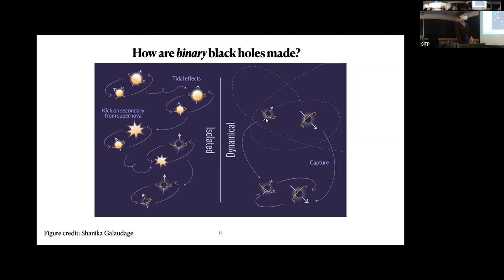And then the second class of formation channels is you don't start off with two stars in a binary system, you start off with a whole bunch of stars in a dense stellar environment, like a globular cluster or the center of a galaxy. And then those stars give rise to a bunch of black holes, and those black holes interact with each other dynamically and maybe dynamically assemble binaries that are then merging within the age of the universe.